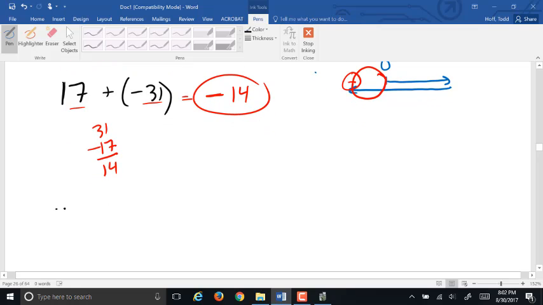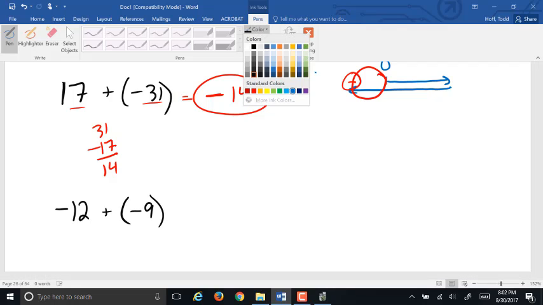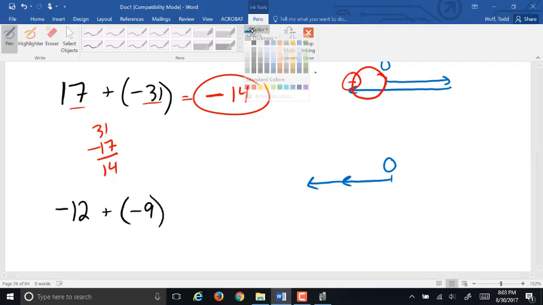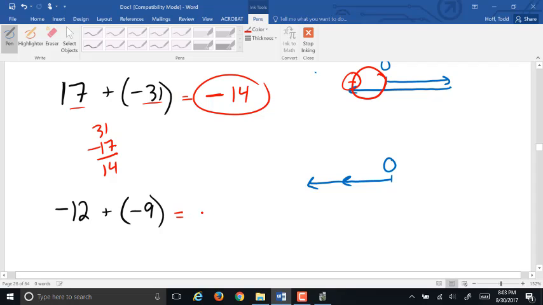I might also have a negative 12 plus a negative 9. So again, I have 0. Negative 12 goes this way. Does negative 9 go the same or the opposite direction? Same. So this one obviously ends up on the negative side. Since the vectors point in the same direction, the magnitudes combine. 9 plus 12 is 21. So negative 21.